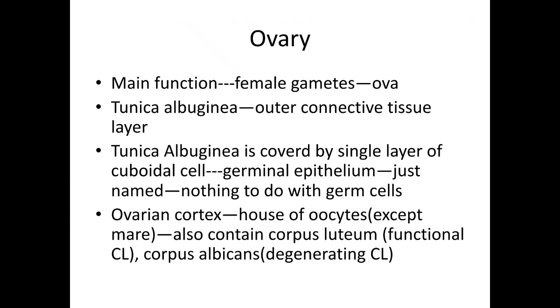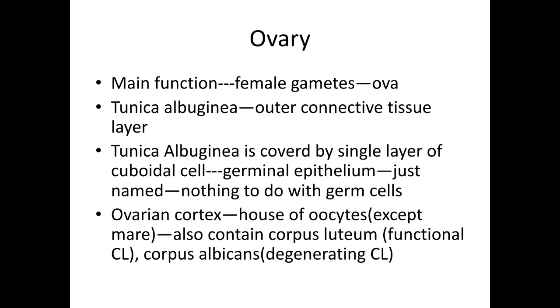If we talk about the reproductive system from the anterior side, the first component is the ovary. This is the part of the female reproductive system with the main function of producing the female gametes, termed ova. Its outermost covering is the tunica albuginea, the outer connective tissue layer. Tunica albuginea is covered by a single layer of cuboidal cells, the germinal epithelium, which is just a name and has nothing to do with the germ cell.